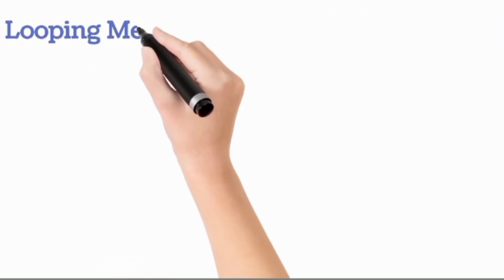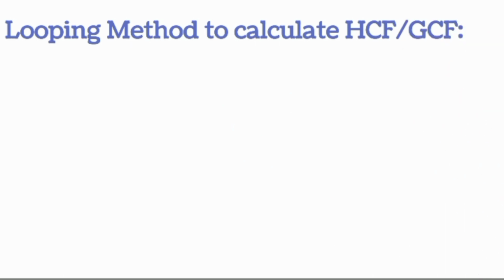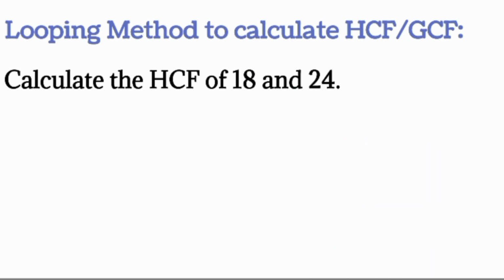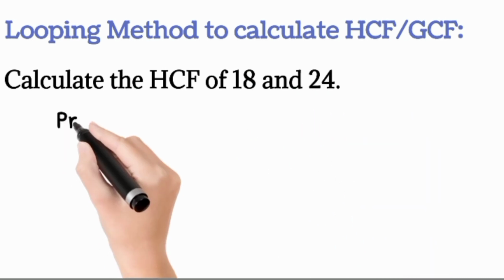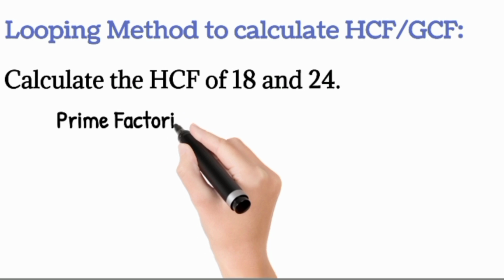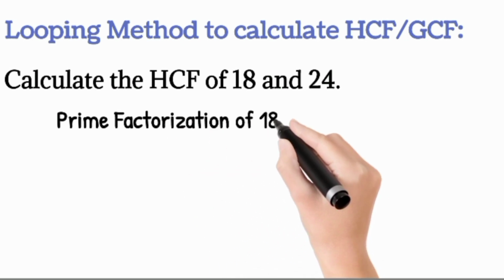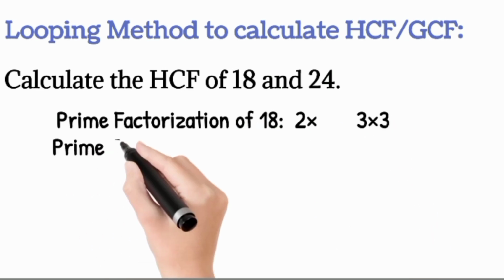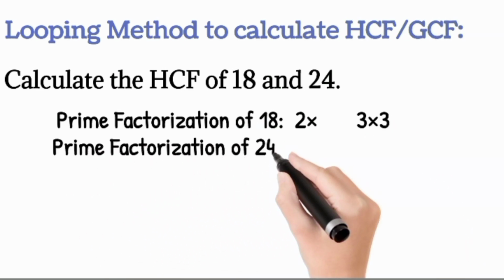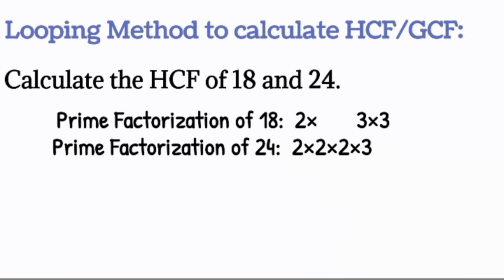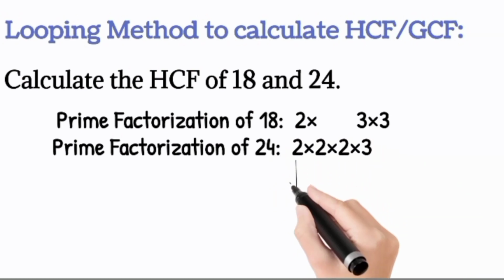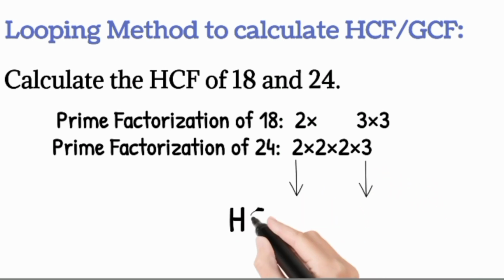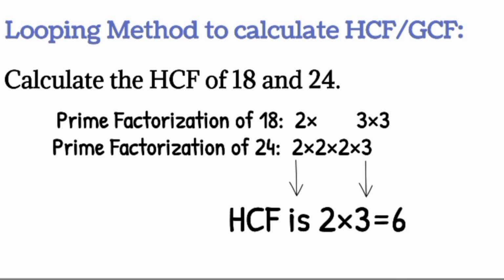Another method is the looping method. Let's find the HCF of 18 and 24 again by this method to see its efficiency. For the looping method, prime factorization is required. For 18, it's going to be 2 times 3 times 3. And for 24, it's going to be 2 times 2 times 2 times 3. Remember, we are looking for common, so one of the 2's is common and one of the 3's is common. So the HCF is 2 times 3, which is 6.